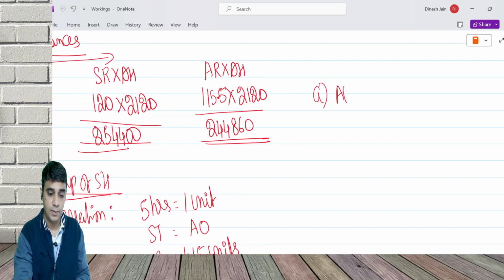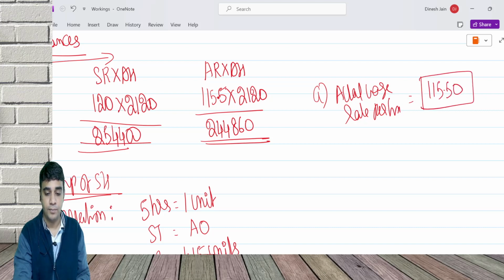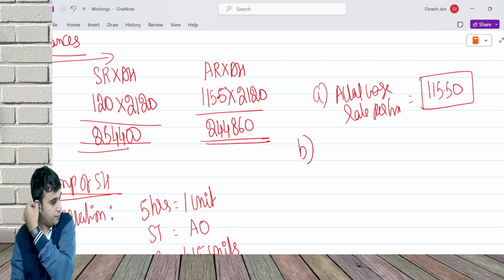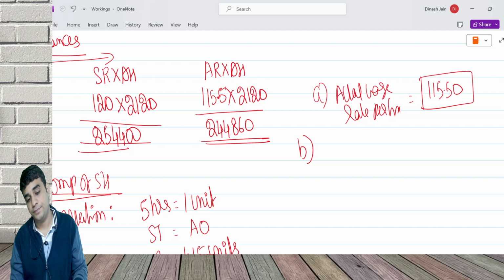Actual, that's already calculated. Actual wage rate per hour is equal to 115.5. Actual wage rate per hour is equal to 115.5. Next requirement.